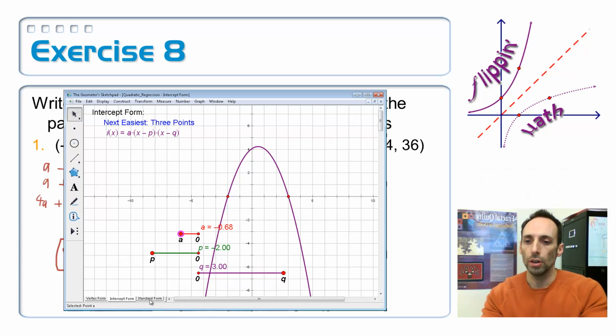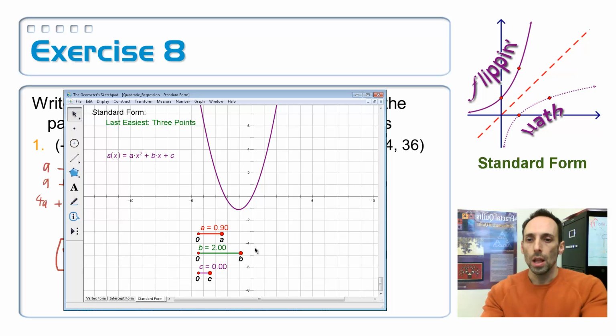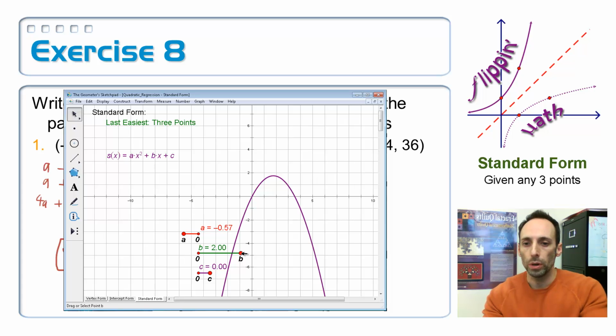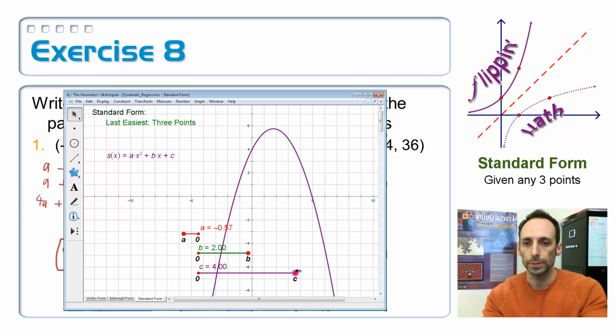Okay? And then here, finally, standard form. I don't have any specific points on the graph, so I need a total of 3 points, any 3 points, in order to come up with what the equation is for this graph. All right.